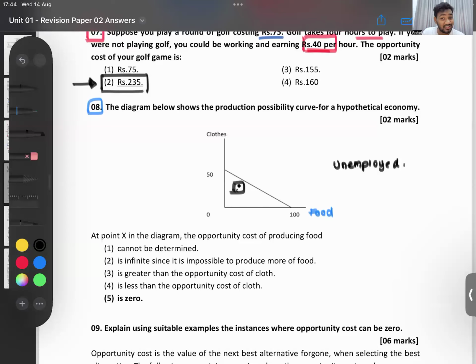If your resources are unemployed and you use it to produce something, is there an opportunity cost? No. So that's why we are saying the opportunity cost of producing is 0. Number 5. Same. Okay.